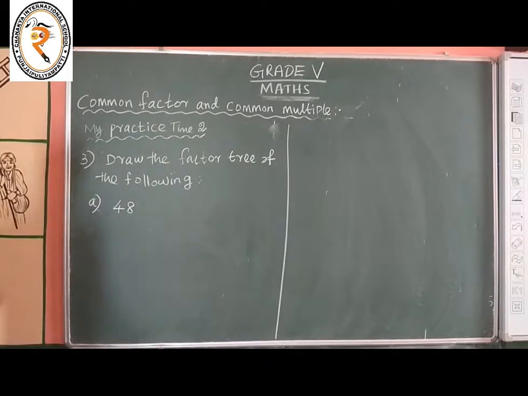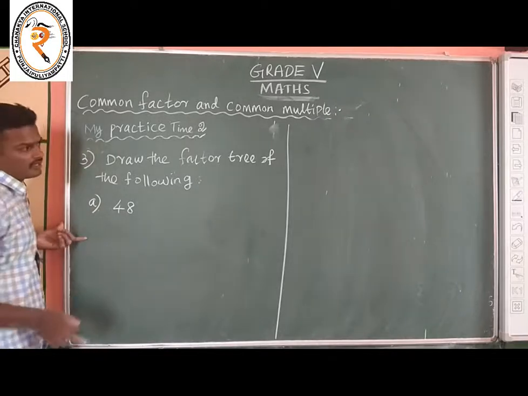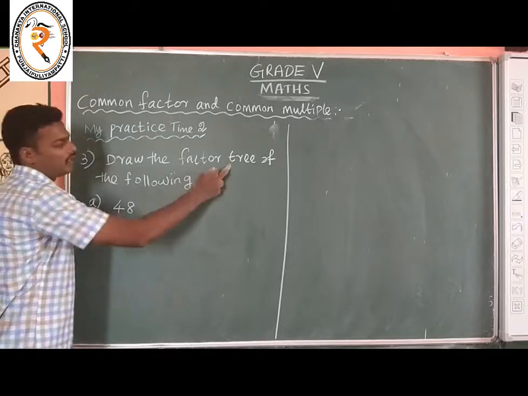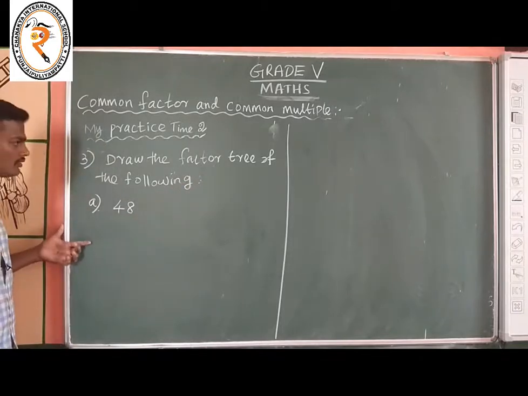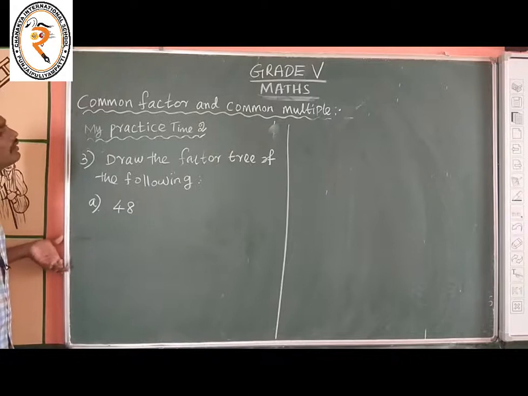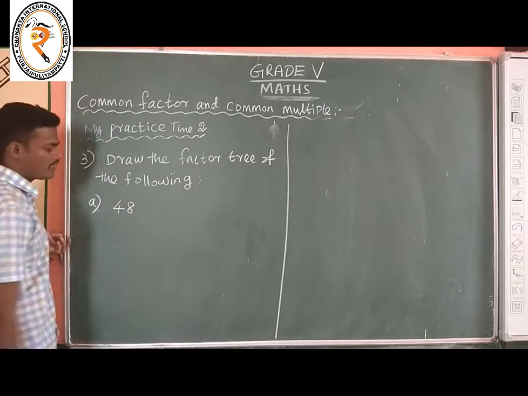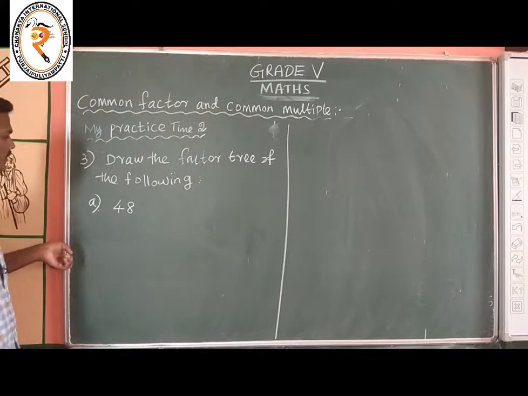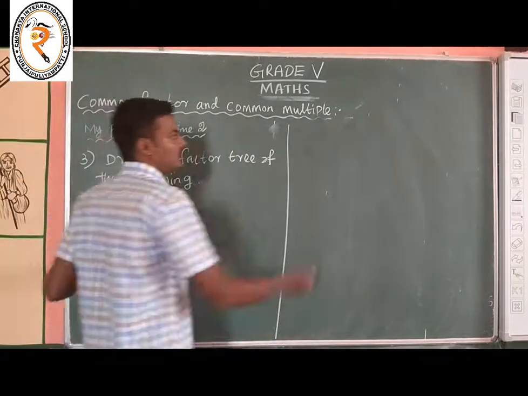Third question. Draw the factor tree of the following. Prime factorization method has two types. One method is the tree method, and the second method is the long division method. First we do 48 prime factorization in the tree method.